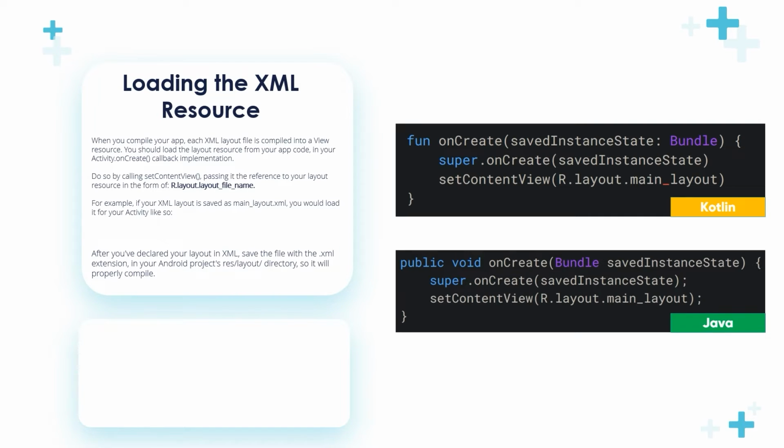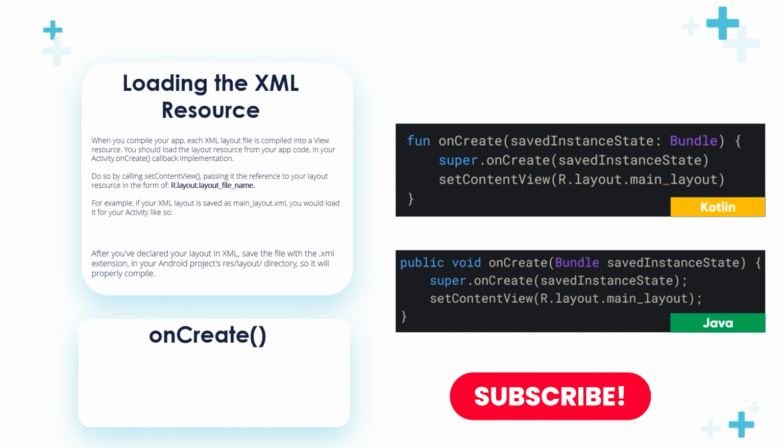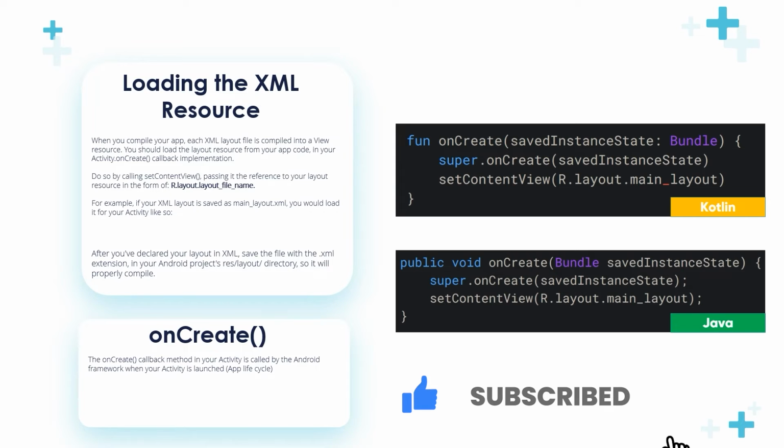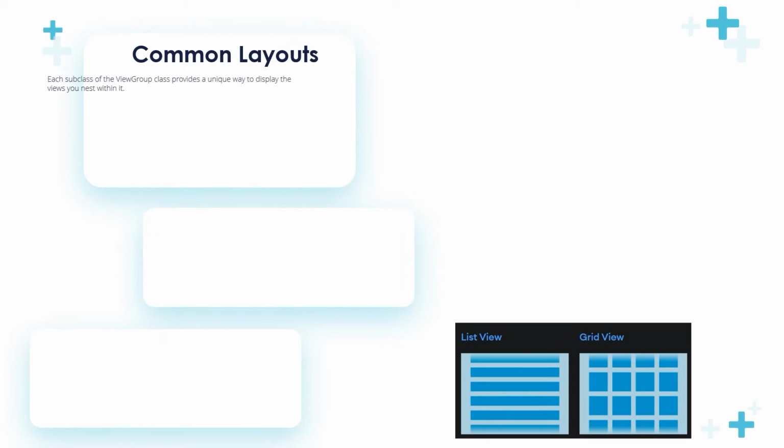After you've declared your layout in XML, save the file with the .xml extension in your Android project's res/layout directory so it will properly compile. The onCreate callback method in your activity is called by the Android framework when your activity is launched. We will see this method later on when we talk about the app lifecycle.